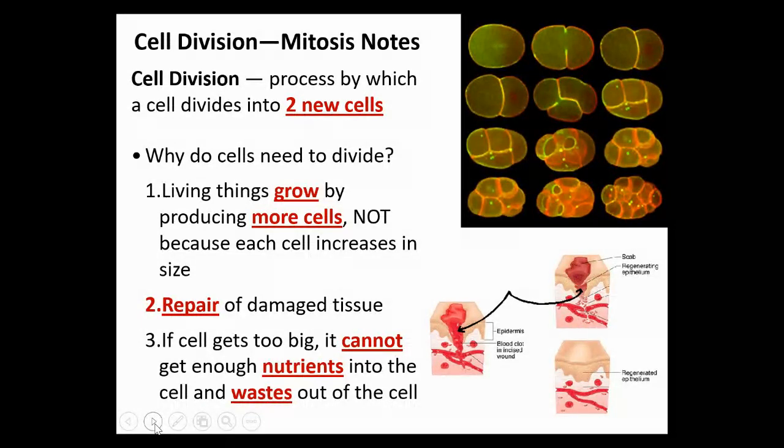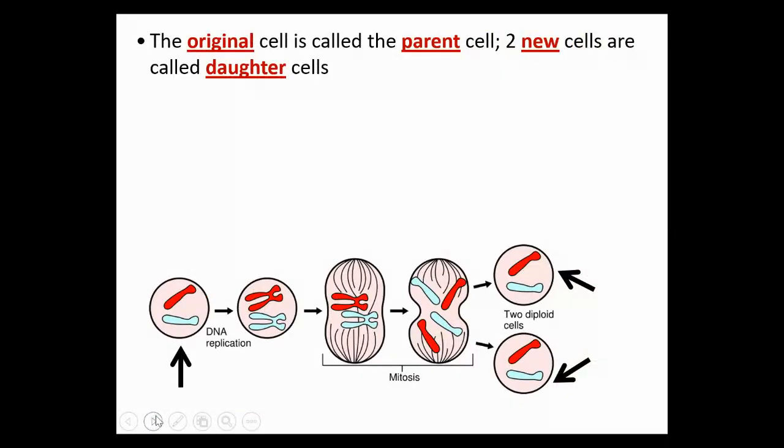Okay? The original cell is called the parent cell. The two new cells are called daughter cells. So we have the parent cell, we have DNA replication, we have, this is PMAT, so we have prophase, we have, actually this is metaphase, this is prophase, this is anaphase, this is telophase.